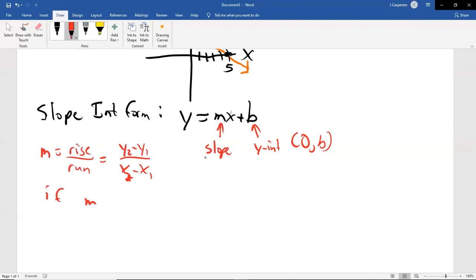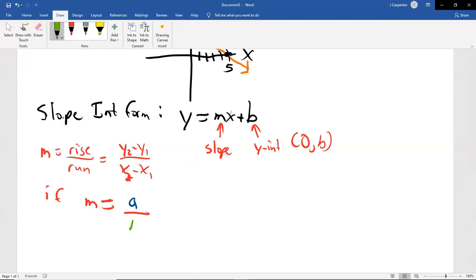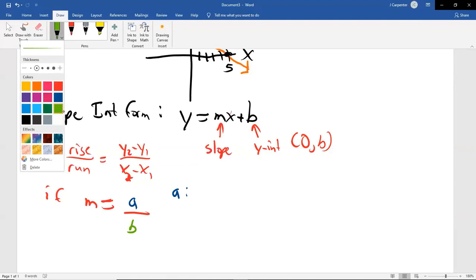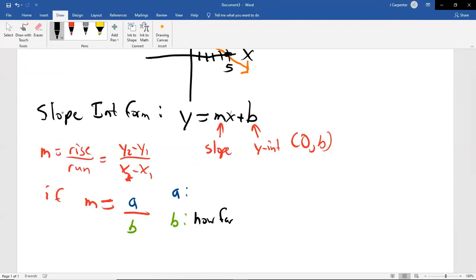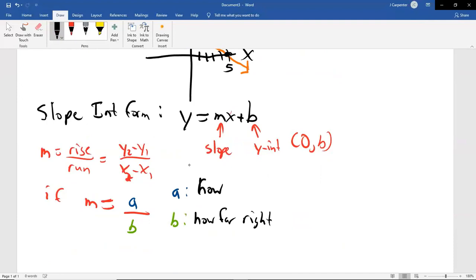Let's say your slope is equal to, and I want to do this in different colors, which makes it fun to type out, A over B. All right, let's talk about B first. This is what we call the run. This is how far you go to the right. Never left, only right. A, the top, is how far you rise, that's up or down. How far up or down based on the sign. Up positive, down negative.